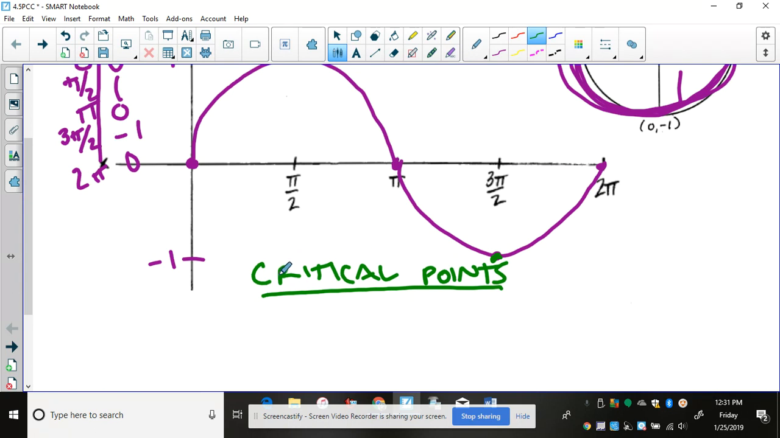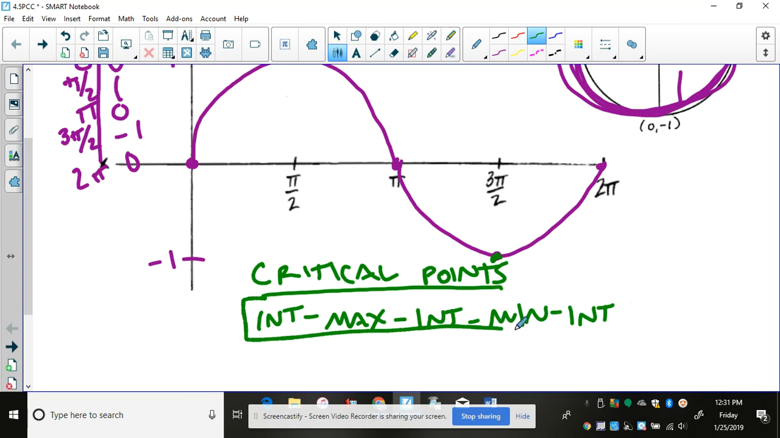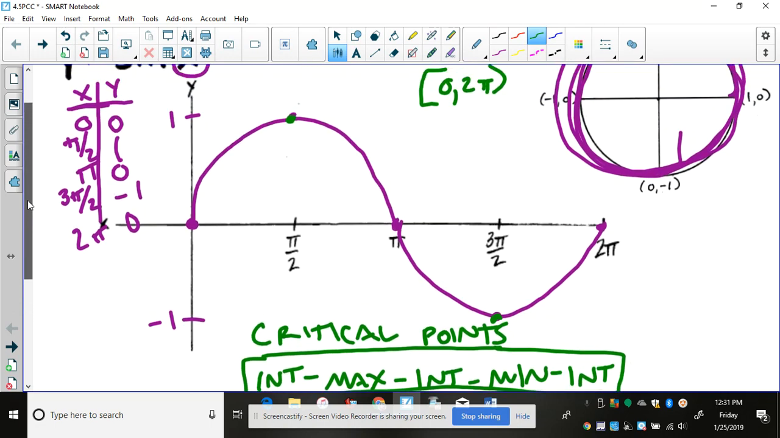So there's 5 critical points, and the pattern in which these critical points are supposed to occur for a sine wave are at an intercept. After the intercept, it goes to its maximum value. Then it comes back down to an intercept, then it goes to its minimum value, and it ends at its intercept. So you're going to hear me say this a lot in class: intercept, max, intercept, min, intercept. And understanding that that's how this graph is supposed to behave is going to make graphing these functions by hand a little bit simpler.